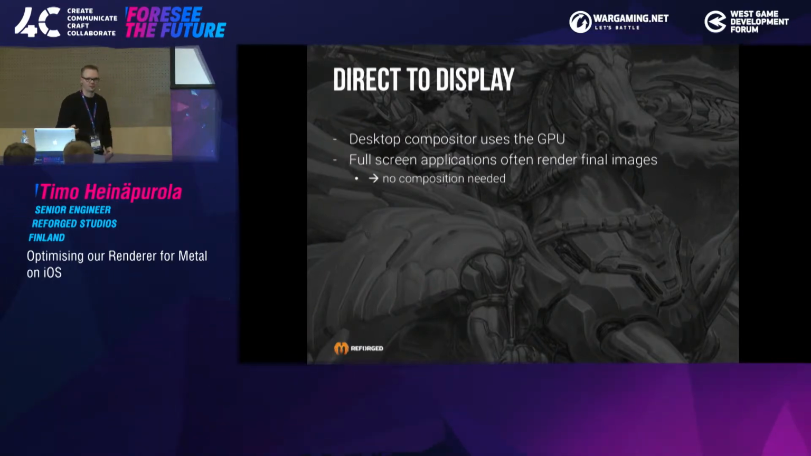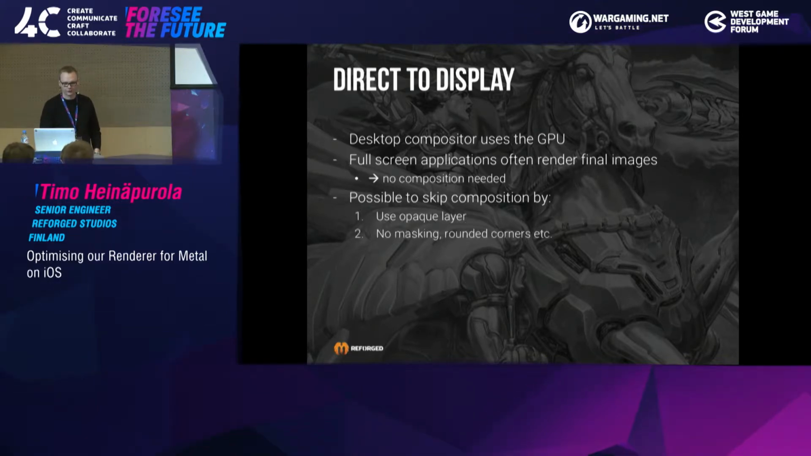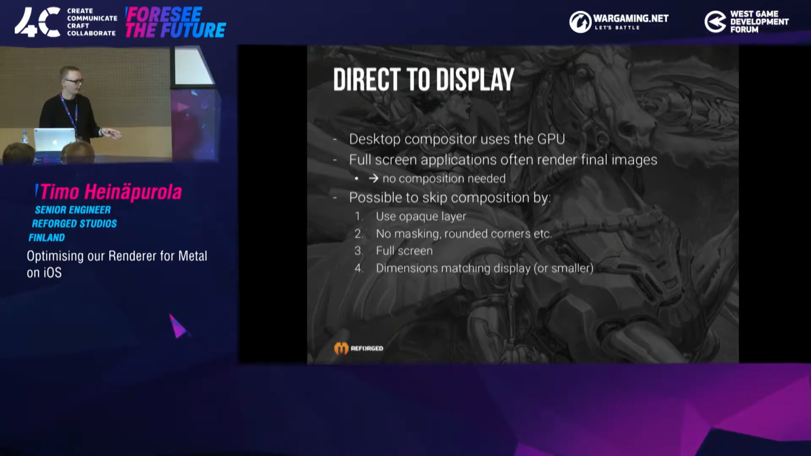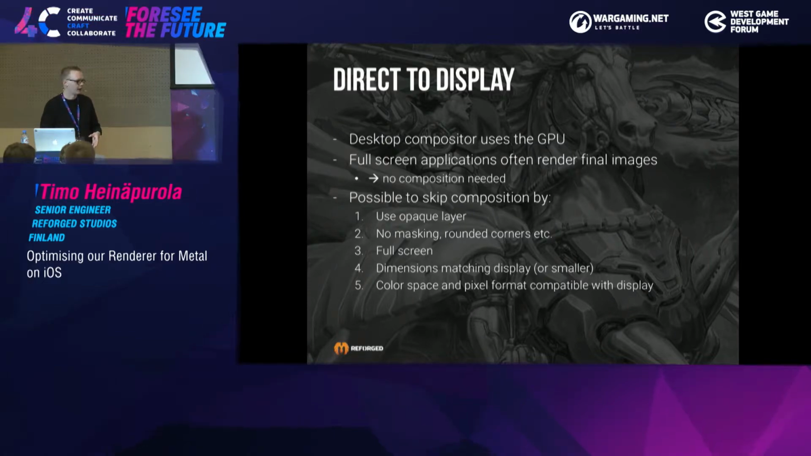But you don't skip that by flicking a switch. You actually tick a couple of boxes to make that happen. So you only use opaque layers, you don't do any masking, any rounded corners, anything. You render full screen every time. You match the dimensions of your render target with the display, and you use a color format and pixel format that is compatible with the actual display.